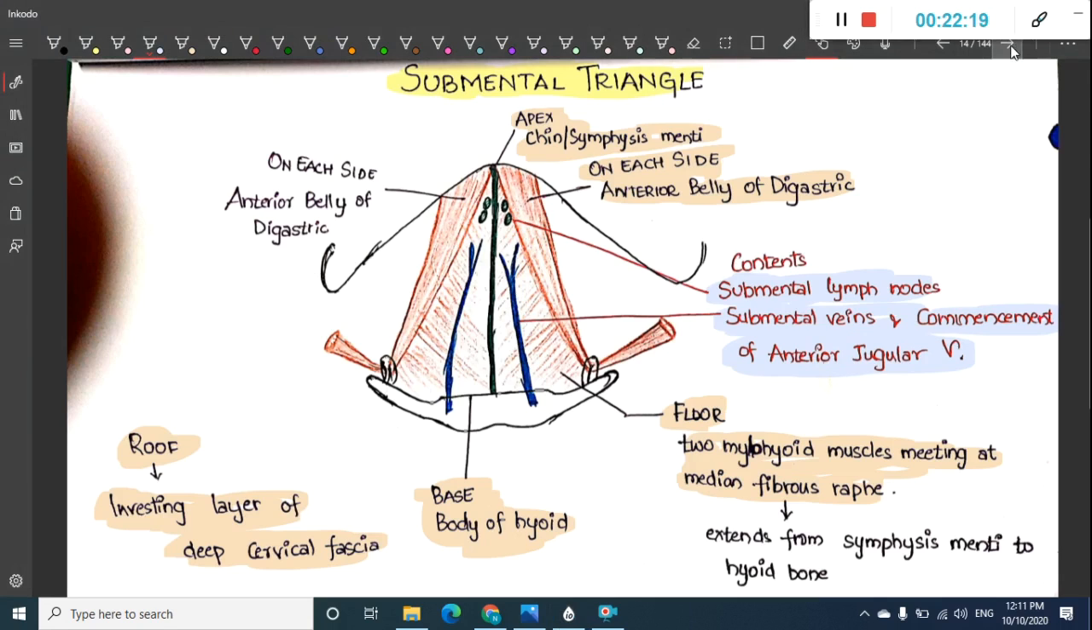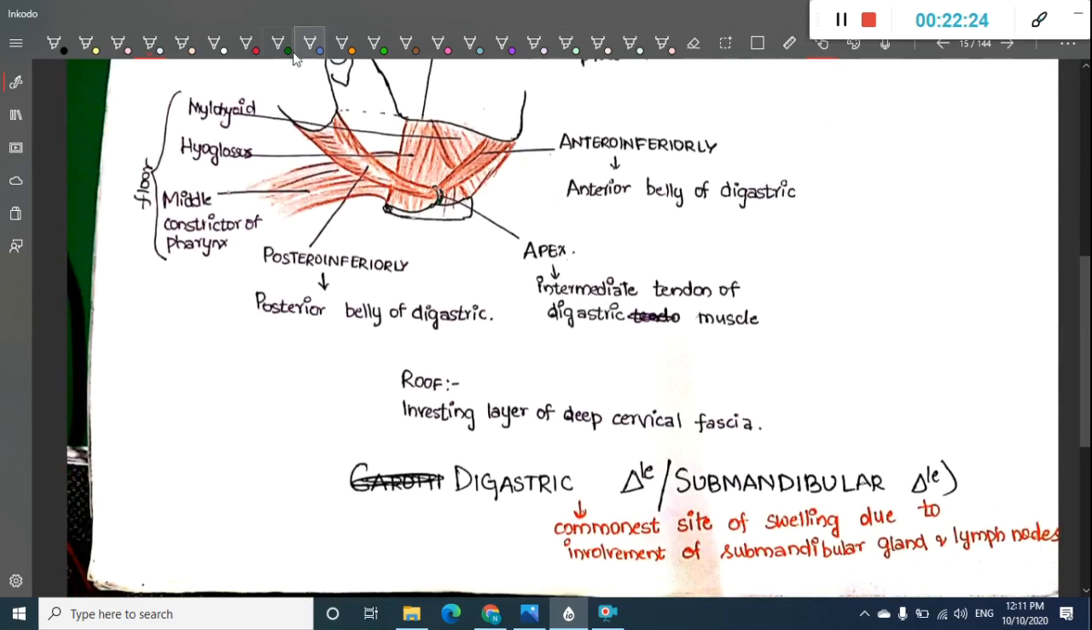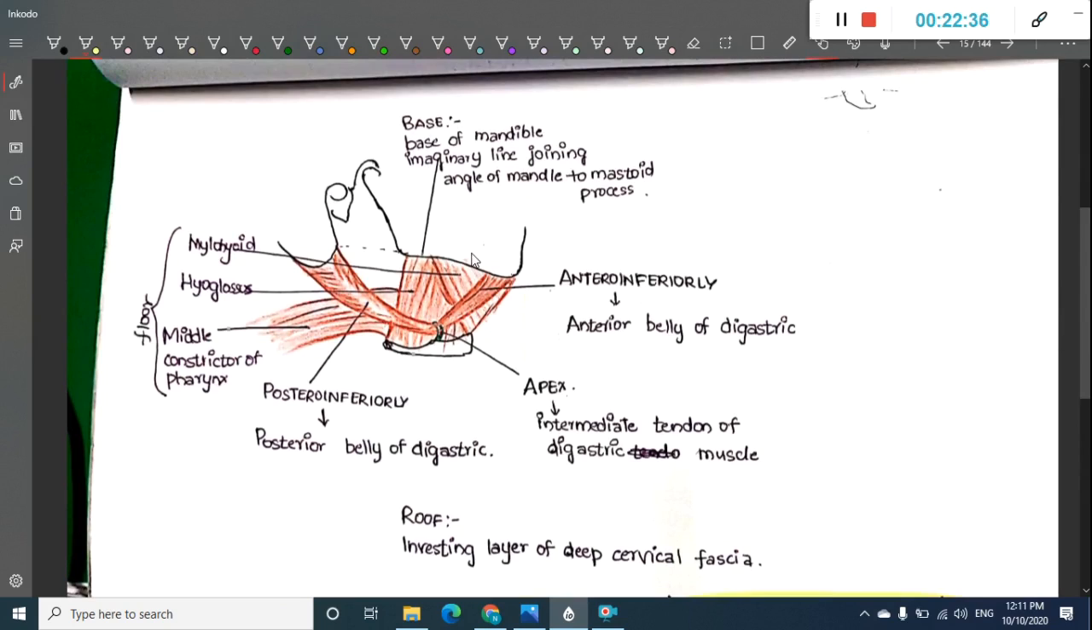This is the submental triangle. Then the next triangle, also a part of the anterior triangle, is the digastric triangle. What are you going to see in this digastric triangle? We'll see the boundaries again. The base of the triangle is formed by the mandible and also the line joining the mandible to the mastoid process.